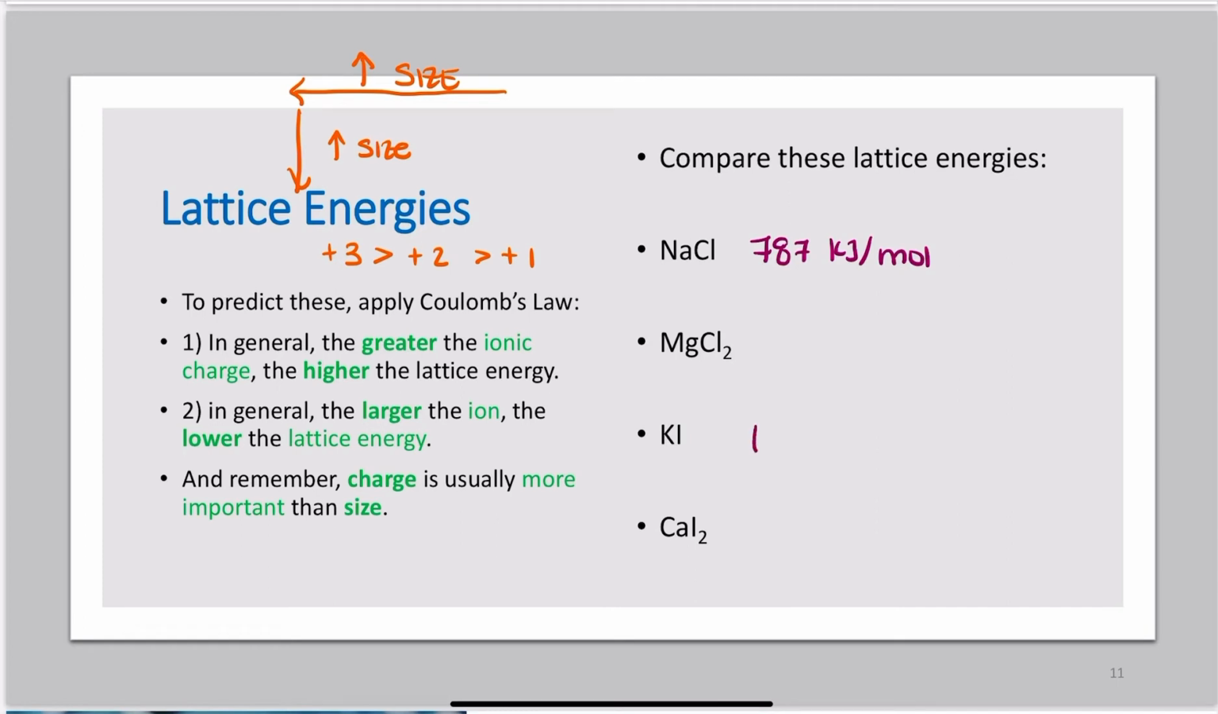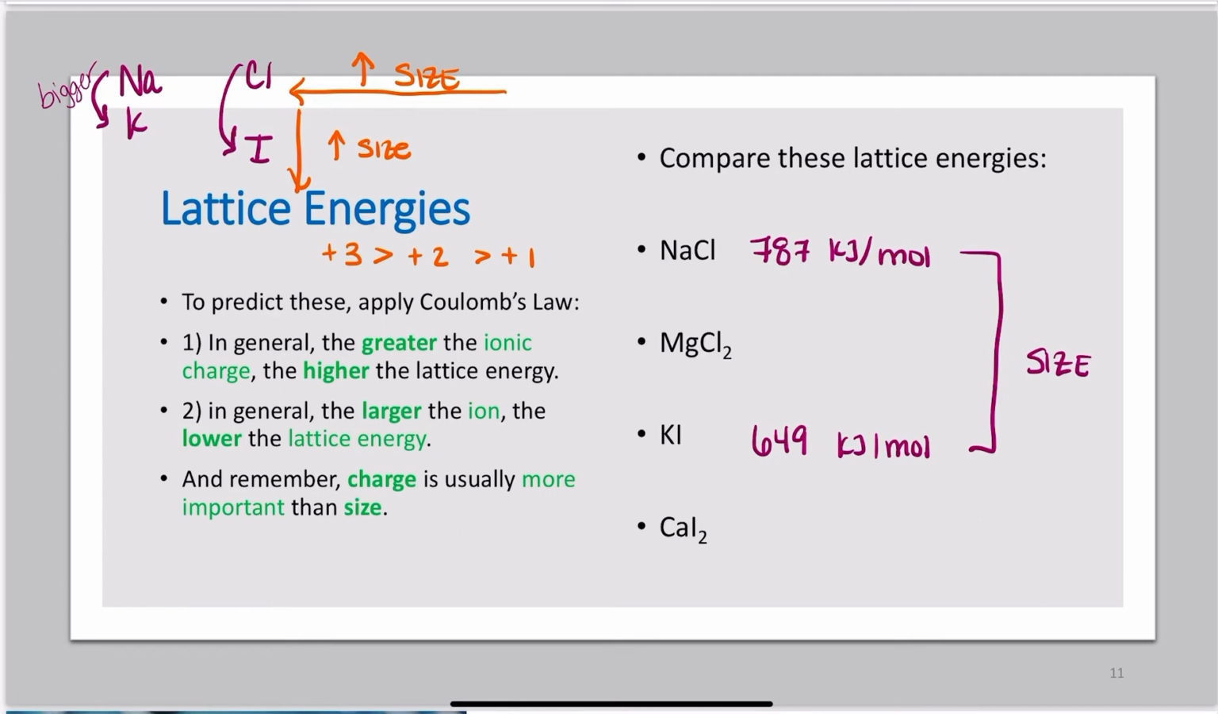If I look at KI, it's 649 kilojoules per mole. This is showing you the effect of size. If you look at the periodic table, you've got sodium, and below it is potassium. Across the table, you've got chlorine, and below it is iodine. So, potassium, bigger. Iodide, bigger. And we see that the lattice energy of KI is smaller. Why is this happening?